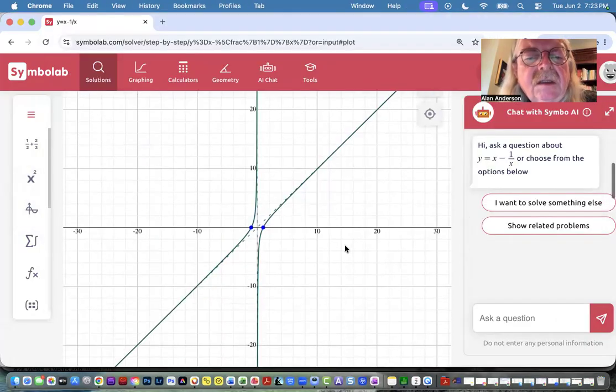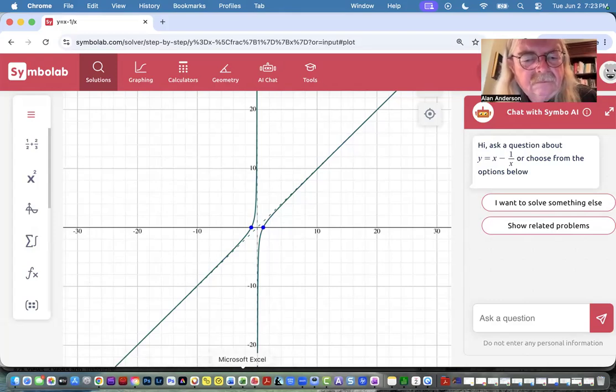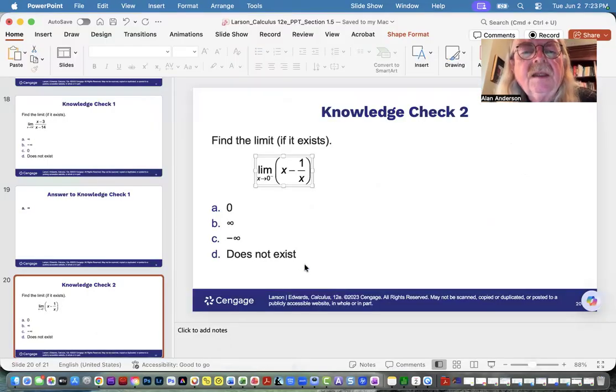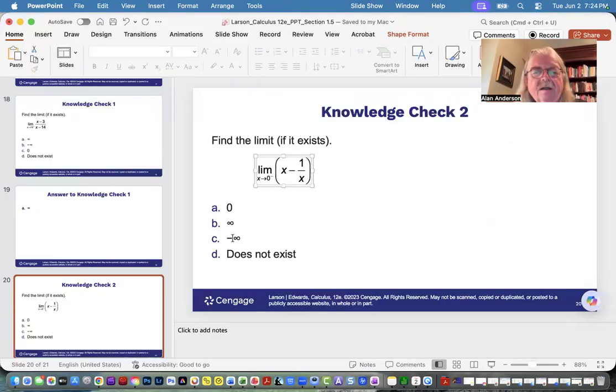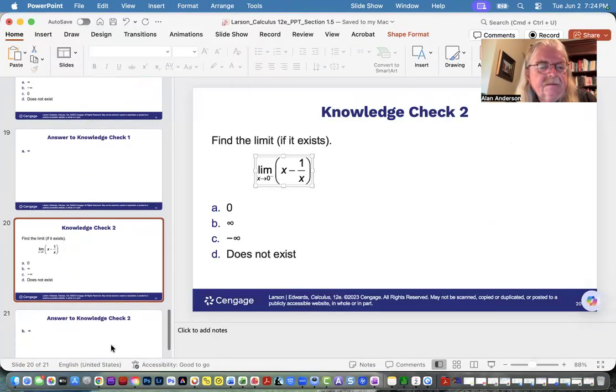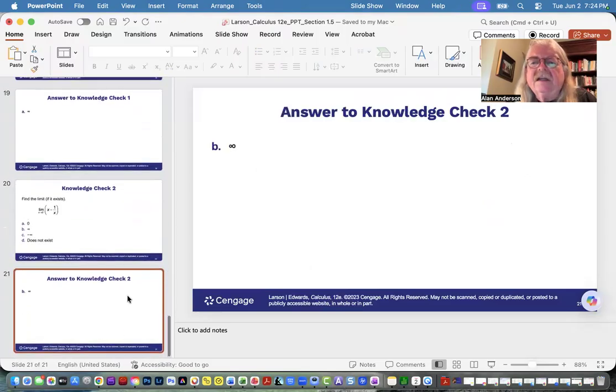So what do they want to know? The limit as x goes to zero from the left. Okay. So we're coming from this direction. And you can see the function is getting extremely large as we get close to zero from the left. So that means the limit is just infinity. B. Okay. And you can tell just by looking at the graph.